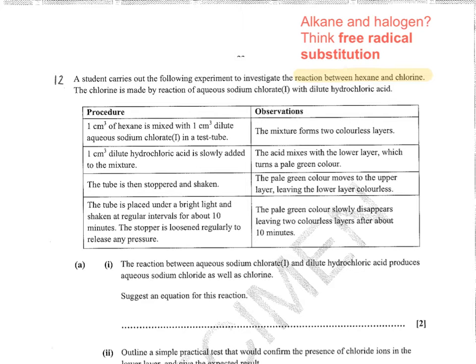So the chlorine is made by the reaction of aqueous sodium chlorate(I). So sodium chlorate(I), you should just pause for a second and think about what sodium chlorate(I) actually means.